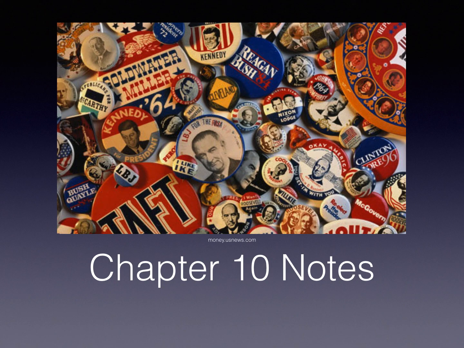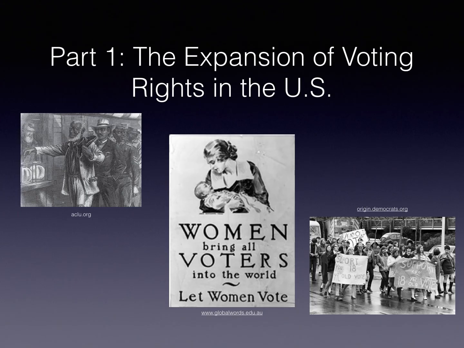Our notes today are about Chapter 10 and focus on the topic of campaigns and elections. Before we really get into campaigns and elections, though, we should talk a little bit about the way that voting rights have expanded in the United States. Obviously, the whole purpose of a campaign and an election is to try to get as many votes as possible. So we want to take a few minutes to talk about who votes, who is eligible to vote.